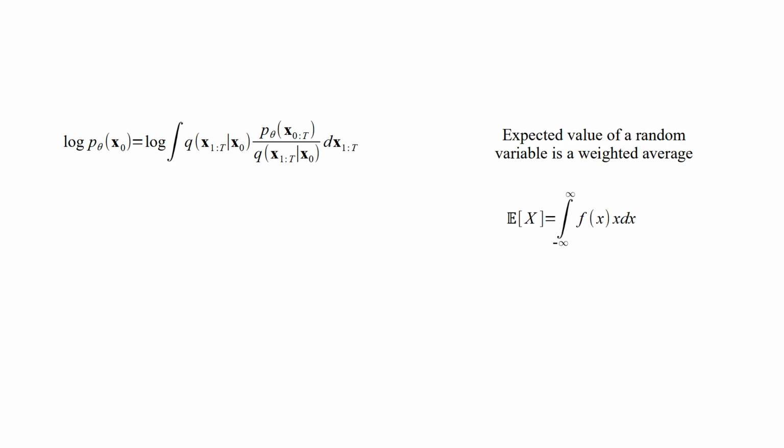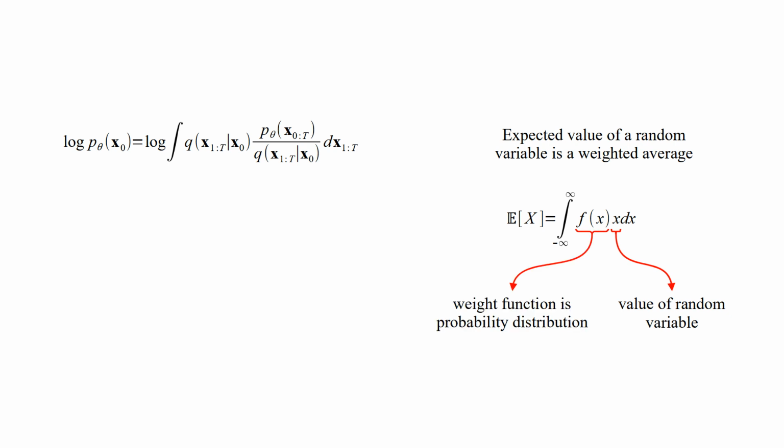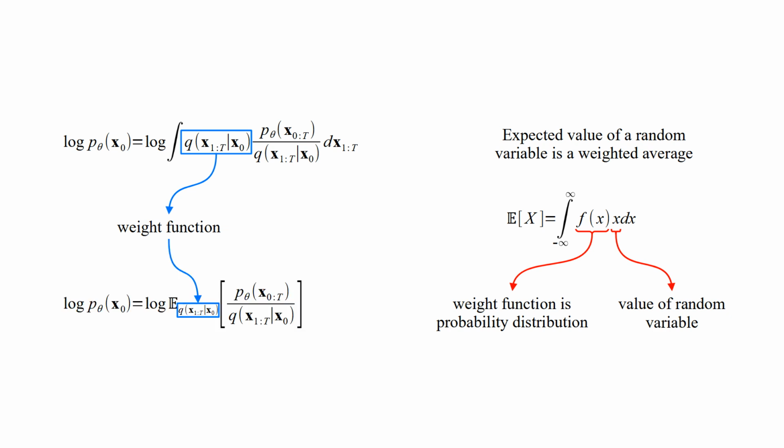Expected value of a random variable is a weighted average. X is the value of random variable. And weight function is probability distribution. In our case, the weight function is the joint distribution of forward process. So we can replace integral with an expectation operator.